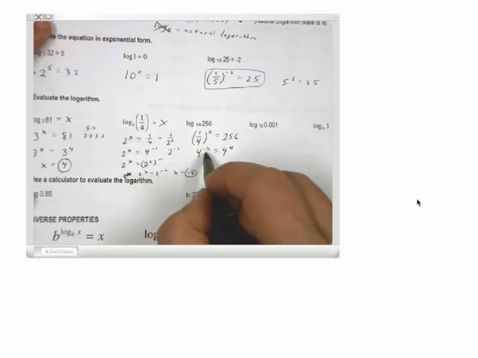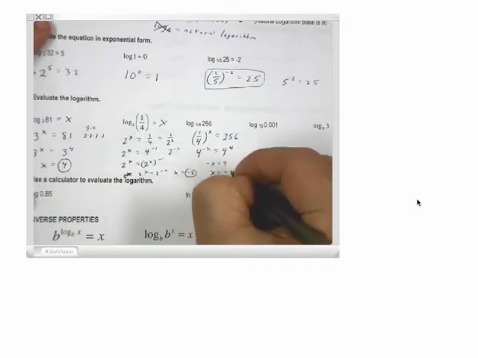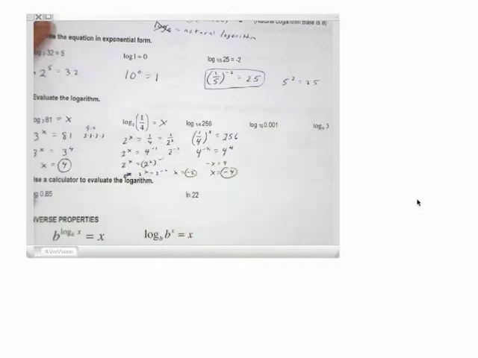So if I have 4 to the negative x is equal to 4 to the 4th, then that must mean that negative x is equal to 4, which means x is equal to negative 4. So the value of that logarithm must be negative 4.